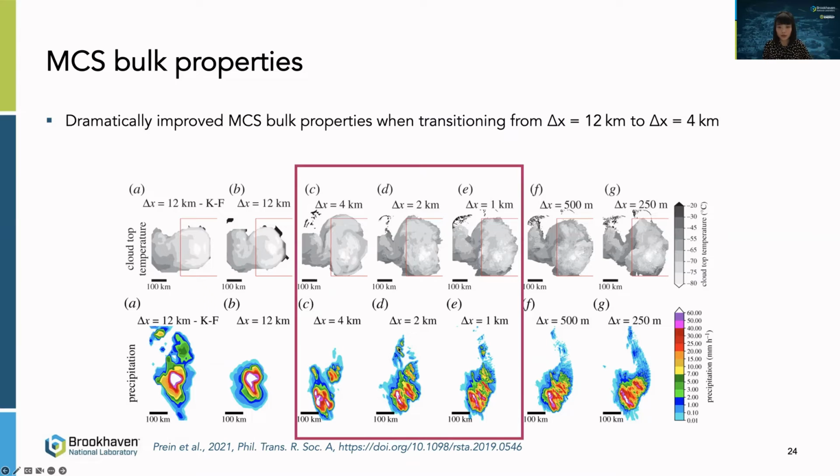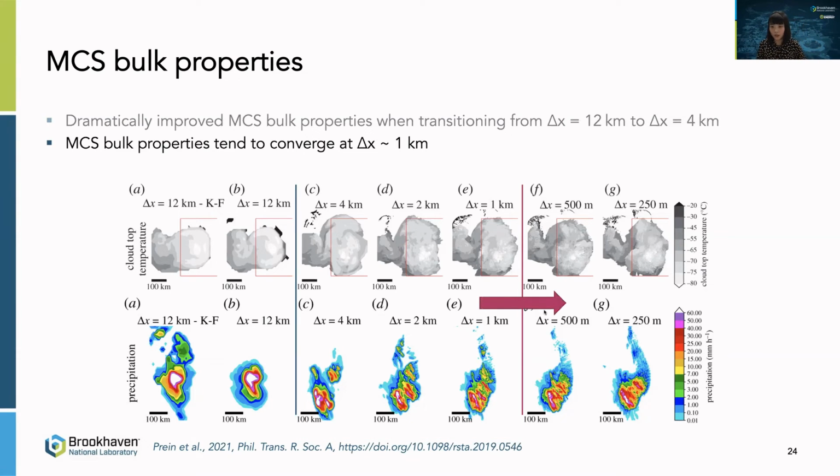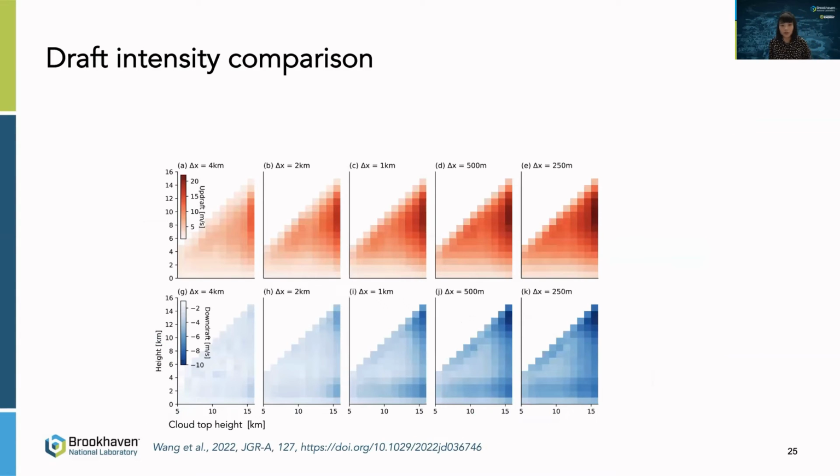But within this kilometer scale range, the changes in terms of the cloud top structures are not that significant, and the precipitation patterns start to converge as well. Going down to 500 meters and 250 meters, you can see there are limited changes in terms of the anvil size and structures, and the precipitation patterns remain stable in these simulations. So it's fair to say that the MCS bulk properties tend to converge at a resolution closer to 1 kilometer. Is it the same thing for updrafts and downdrafts?